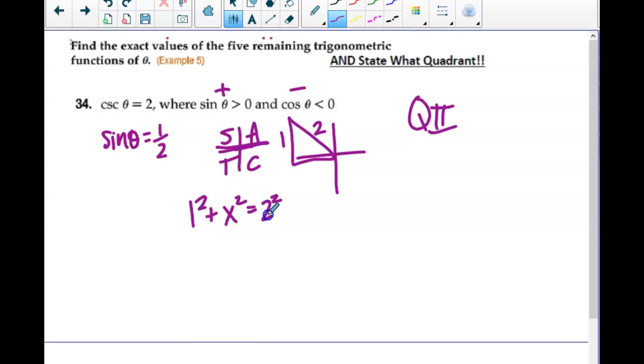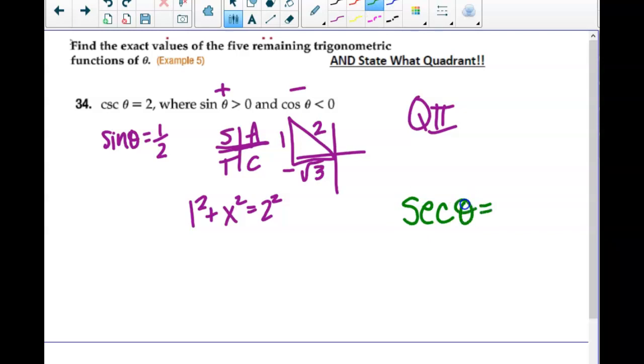So this time I have to subtract. So 4 minus 1 is 3. This is square root of 3. But because it's going left, I have to put it as negative. Am I doing this right? Did I mess something up or are we good? Cosecant. Flip of that is sine. Opposite over hypotenuse. The sine is positive. Okay, I think I'm all right. What do you want to find? What function? Secant.